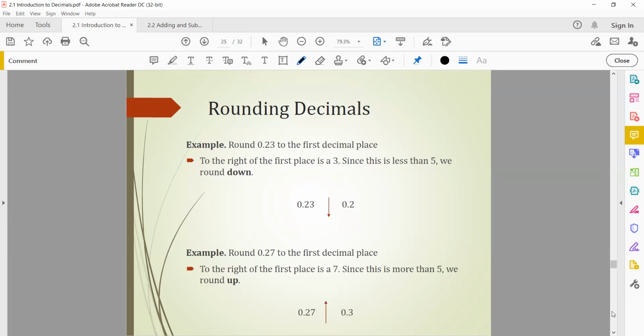What about another one? This one will be an example of rounding up. So let's say you have 0.27.